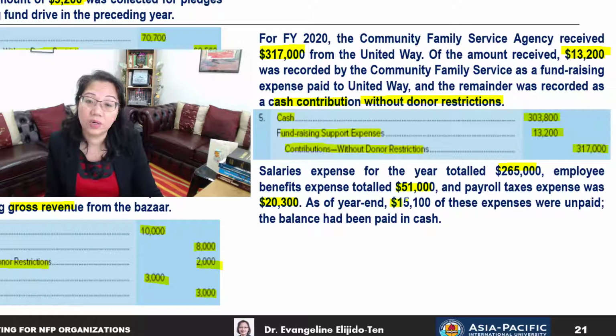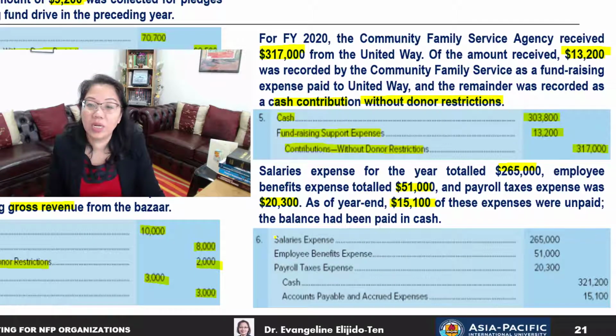Now, salaries expense for the year totaled $265,000, employee benefits expense $51,000, payroll taxes expense $20,300. And as of year end, 15,100 of these expenses were unpaid. The balance had been paid in cash. We will be recording salaries expense for $265,000 as given, employee benefits expense $51,000, payroll taxes expense $20,300, and we will be crediting cash as well as the accounts payable and accrued expenses.